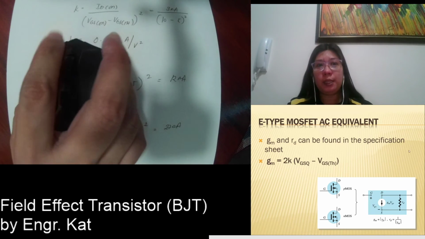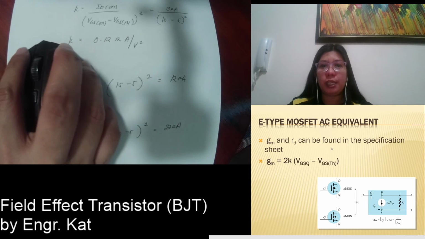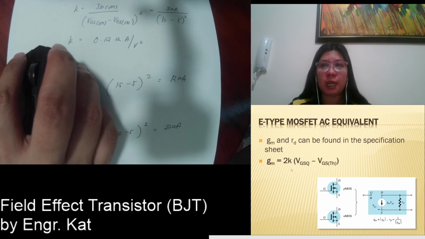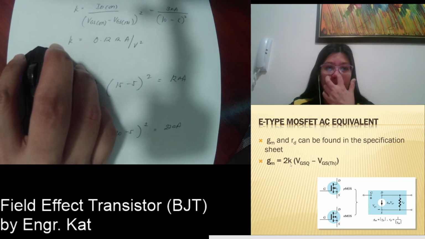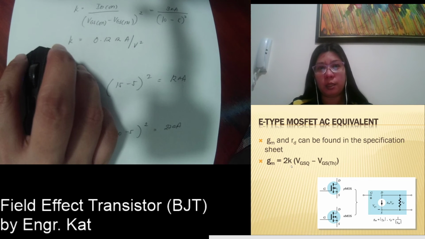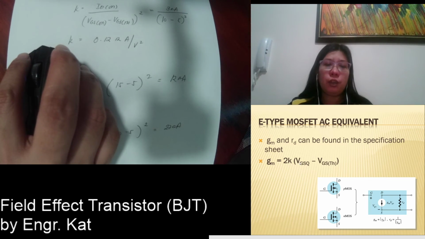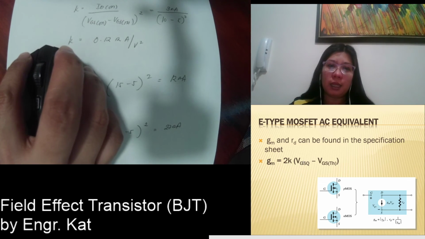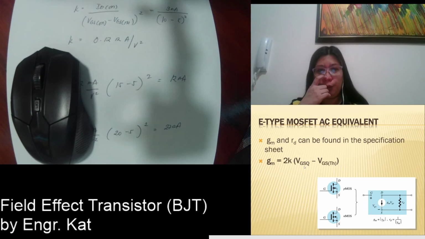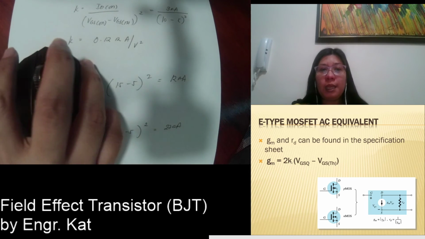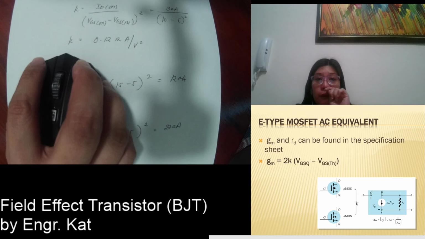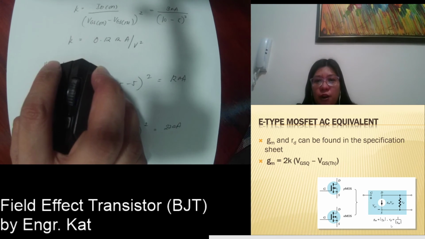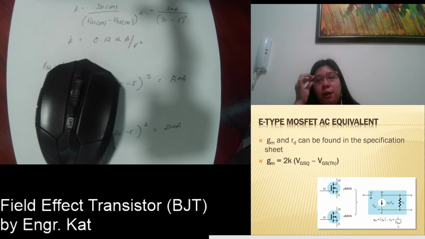For the E-type MOSFET AC equivalent, again, GM and RD can be found in specification sheets. For mathematical purposes, coming from the formula, your GM is equivalent to 2K times VGSQ minus VGSTH. So K is given, you can solve for it. The thing that you will be needing from the DC analysis is your VGSQ. Your GM is in the form of your YFS, and your RD is in the form of your YOS.